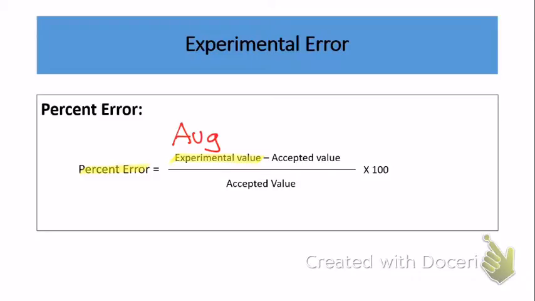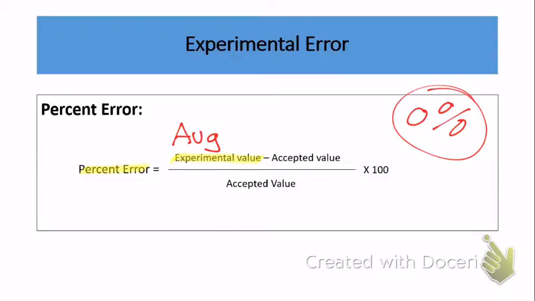Now, if your error comes out to be 0%, what that tells you is that you're completely 100% accurate and there was no systematic error. So the goal is to get 0% error. If you can get 0% error on a lab, then your systematic error is extremely low and your experimental design is really good and your technique is really good, okay?